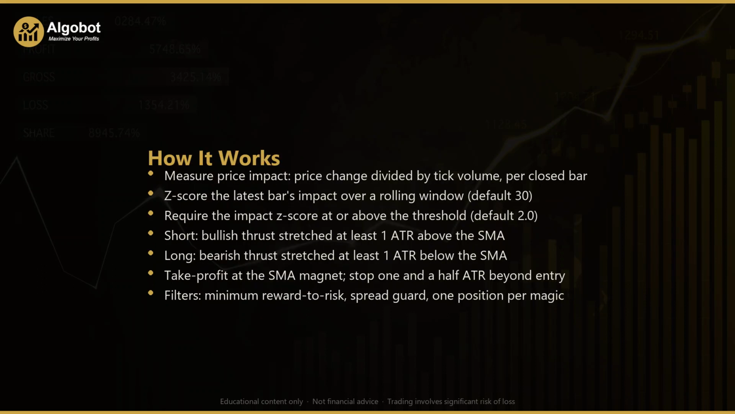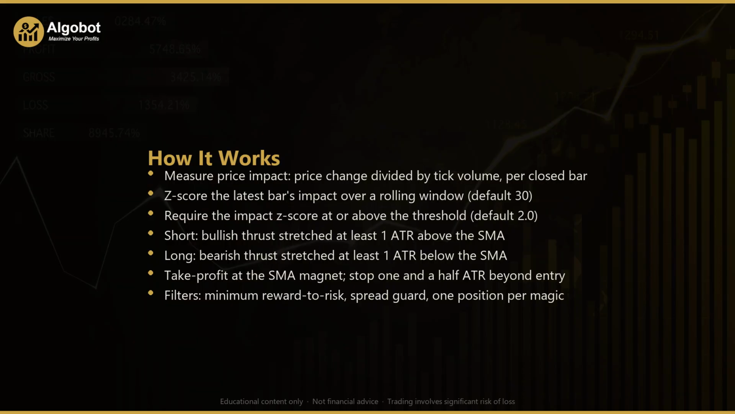Now let's walk through the mechanics step by step. The expert advisor works on closed bars only, so it evaluates a signal once each time a new bar completes. First, it builds the price impact measure. For each closed bar in the window, it takes the absolute change from the previous close to this close, and divides that by the bar's tick volume, using a floor of 1 to avoid dividing by 0. That gives impact, distance traveled per unit of participation.